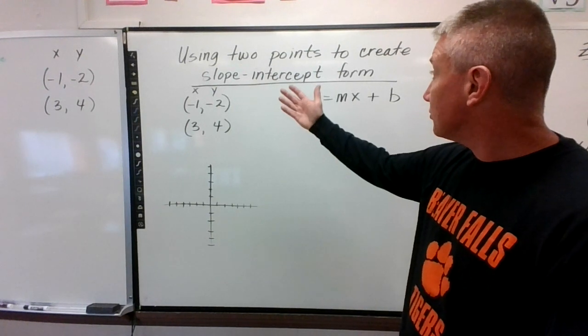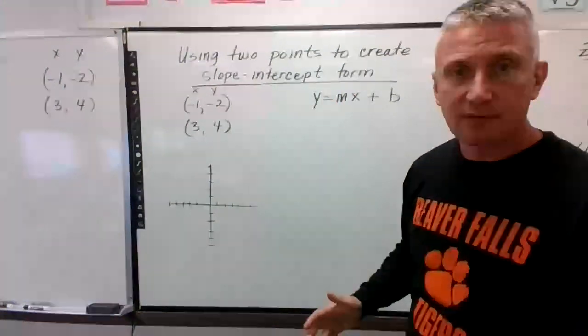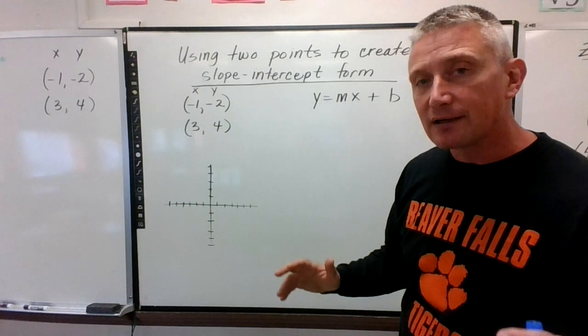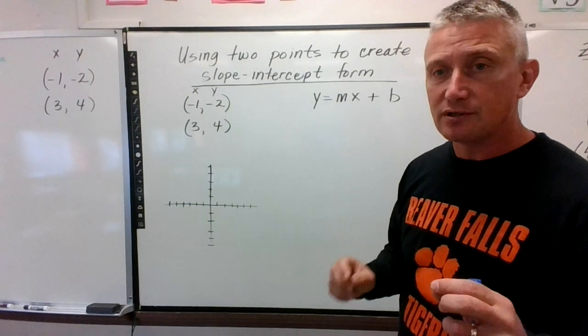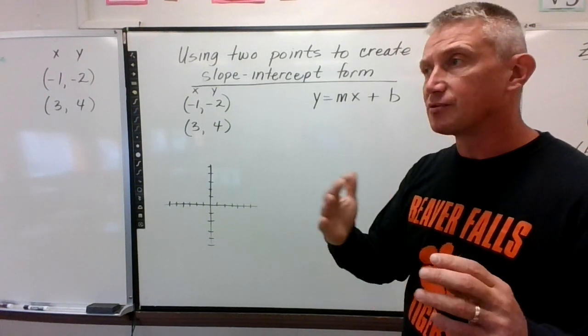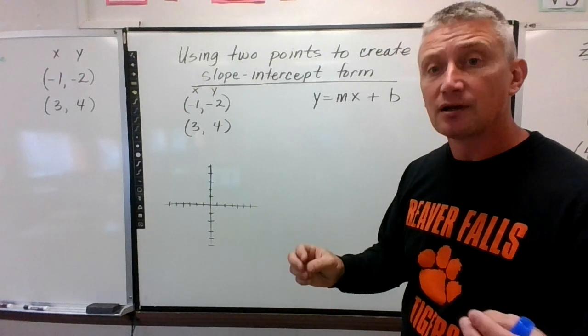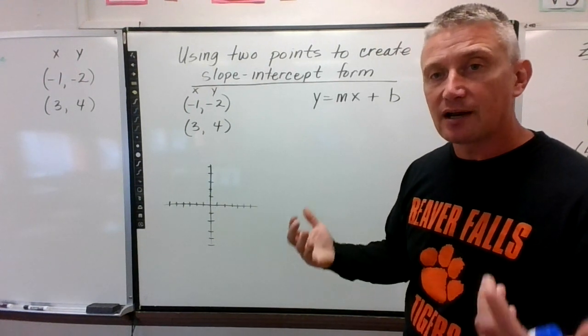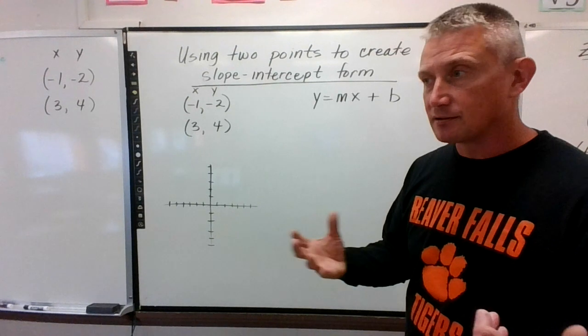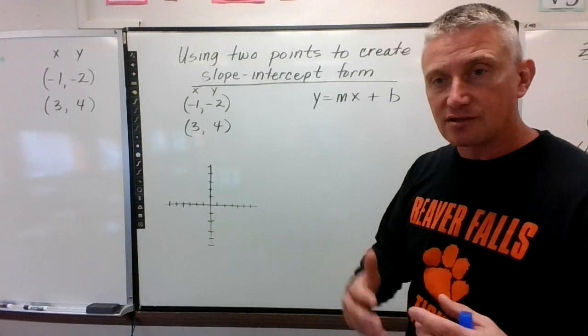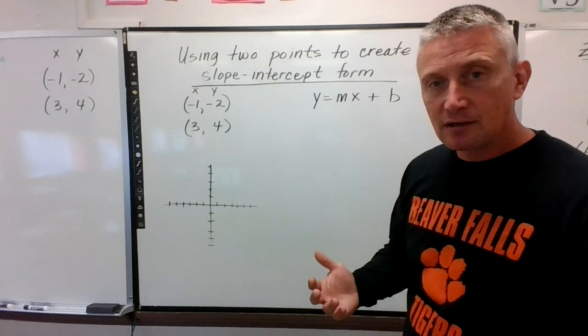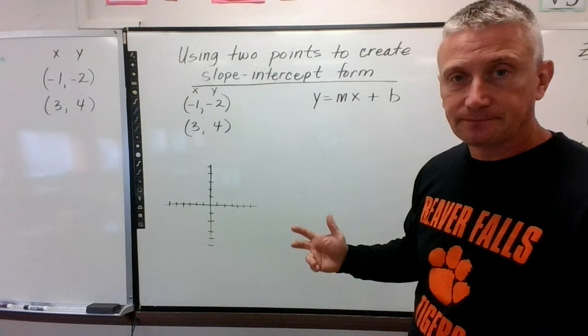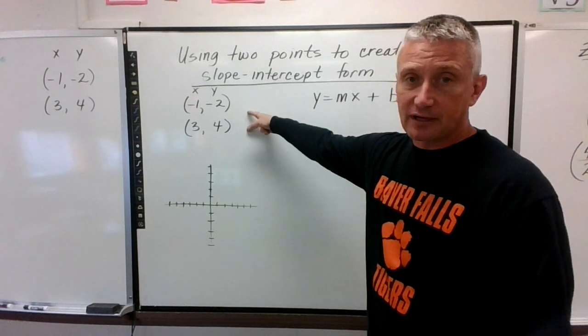Notice that we have using 2 points to create slope-intercept form. The reason I'm saying that is because if you have 2 points, you can always draw a straight line. So if you can draw a straight line, that means that it's linear. If it's linear, that means it's got to have a starting point and it's got to have a slope. It's got to have a rate of change. It's increasing or decreasing. And so we're going to take a look at these 2 points right here.